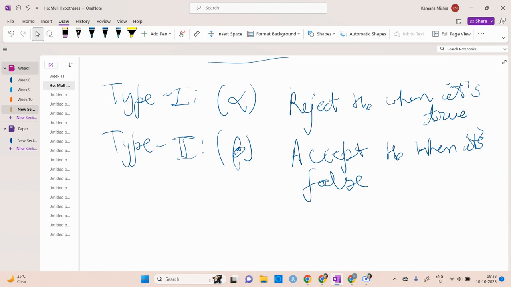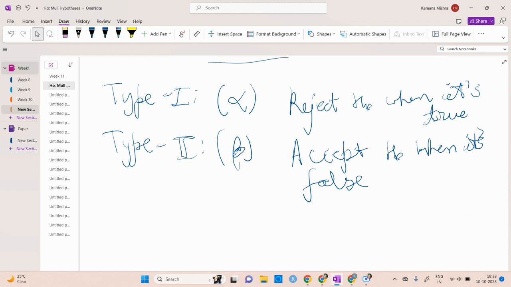The second one is that we accept the H naught even when it's false, right? So these are the types of error which may happen. There can be several examples. So basically, till now we know that hypothesis testing is very important, and we really need to do these tests to reach the right conclusion, right?